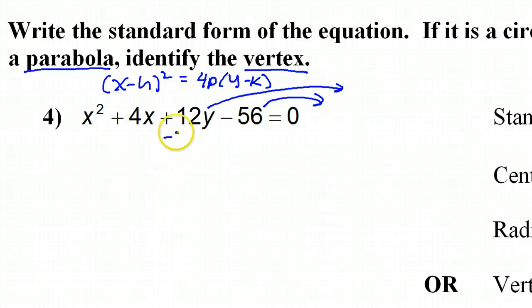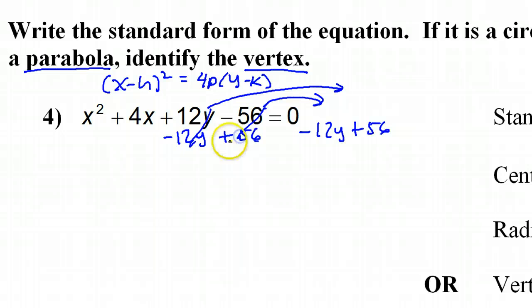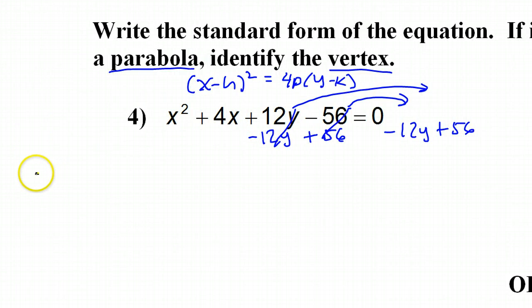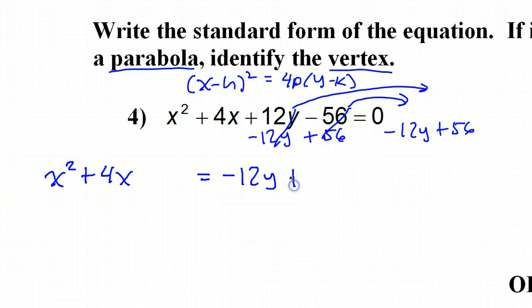Okay, so with that in mind, I will get rid of these by doing the opposite. So I'm going to subtract 12y from both sides and add 56. Subtract 12y, add 56. That way these are gone. So when I recopy, I'm going to have x squared plus 4x, leave a space to complete the square, and that's going to equal that negative 12y plus 56 over there.